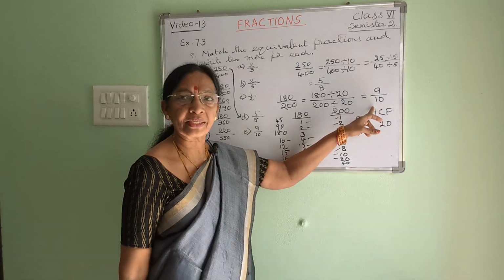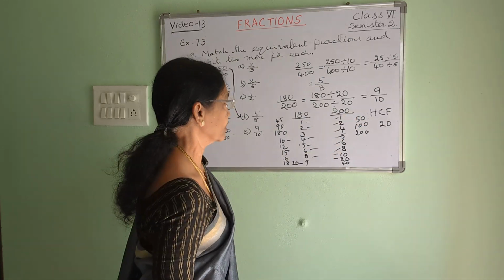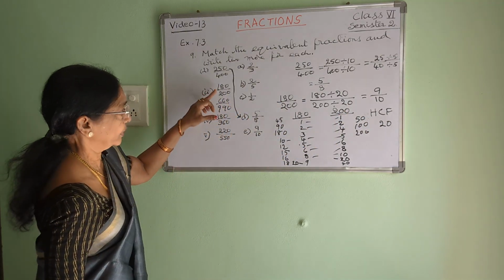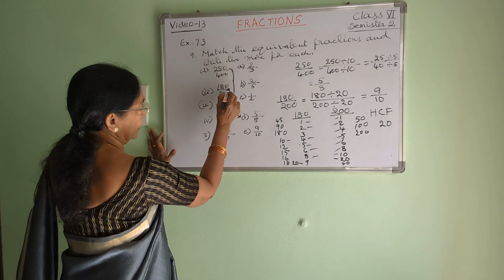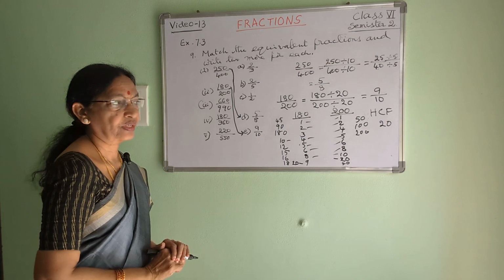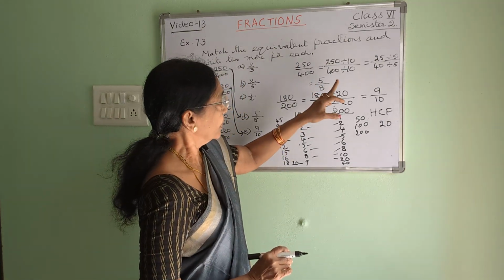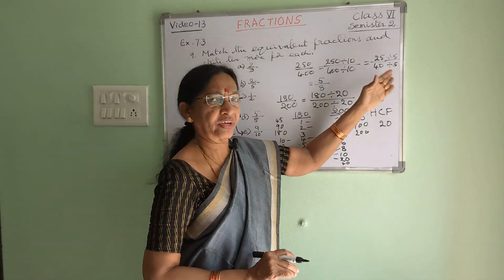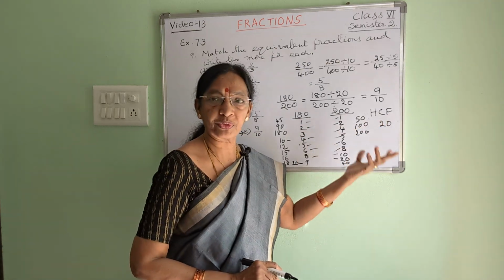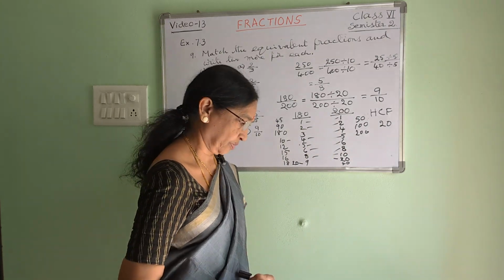So 9 by 10 is in its smallest terms. 180 by 200 is equal to 9 by 10. This fraction is equivalent to this fraction. So equivalent fractions can be found by two methods: by going on dividing by small common factors, or by finding the HCF of both the numerator and denominator, we can divide and get the smallest terms.